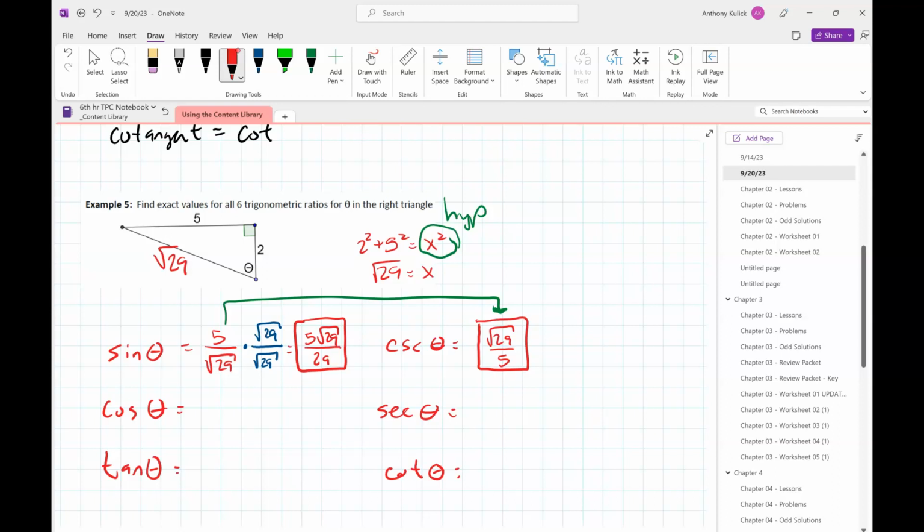Okay, cosine is adjacent over hypotenuse. Adjacent is, and then hypotenuse is still square root 29. Oh no! We got to rationalize the denominator there again, but no big deal. So what do we end up with? Yeah, excellent. 2 root 29 over 29. And then secant should be square root 29 over 2.